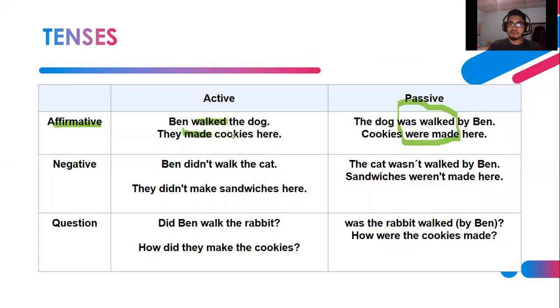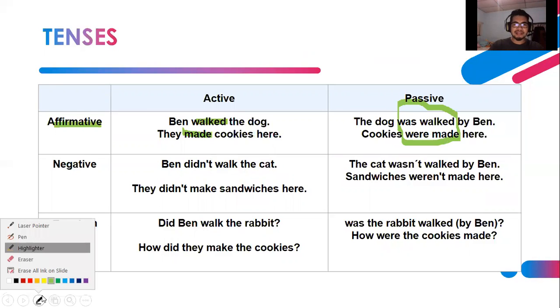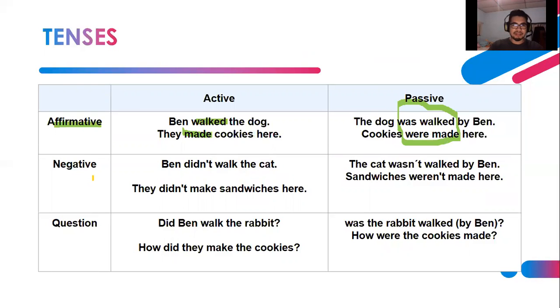Okay, past participle. Notice that over here, the verb walked and walked, made and made are the same. They don't change at all. Why? Because there are some past participle verbs that are almost the same in everything. Then you have the negative form, okay?